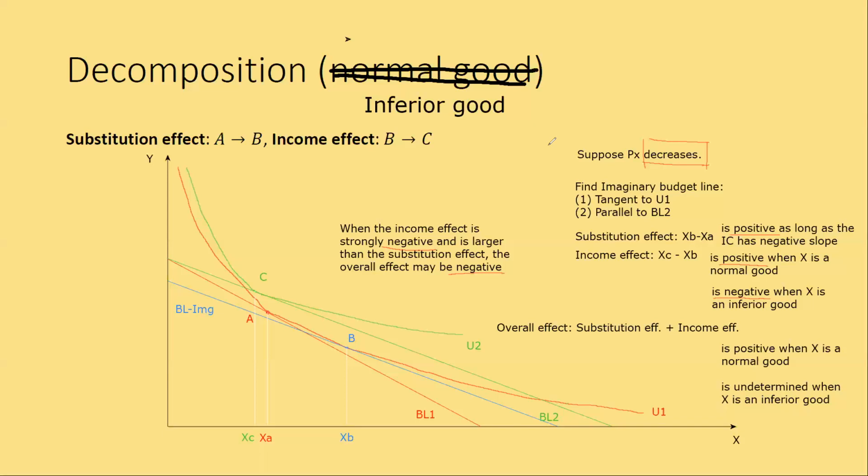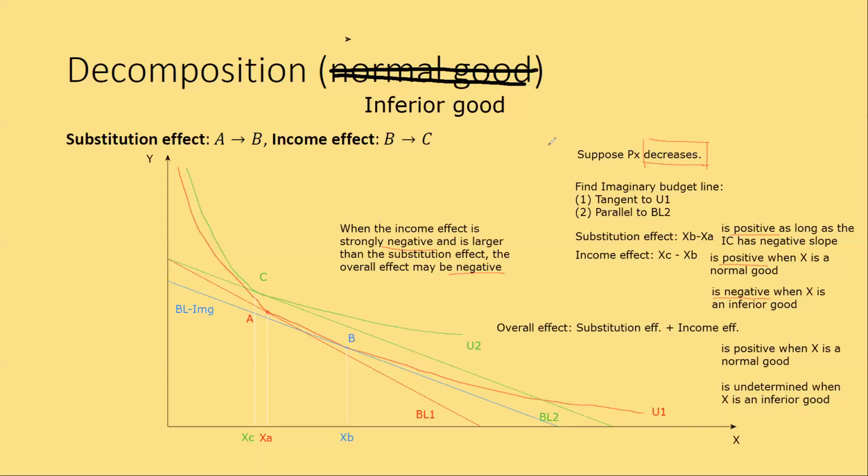Conversely, if you consume less of the good when your income increases, then your income effect for the good is going to be negative. Again, the positivity and negativity here depend on whether it is a price increase or price decrease.